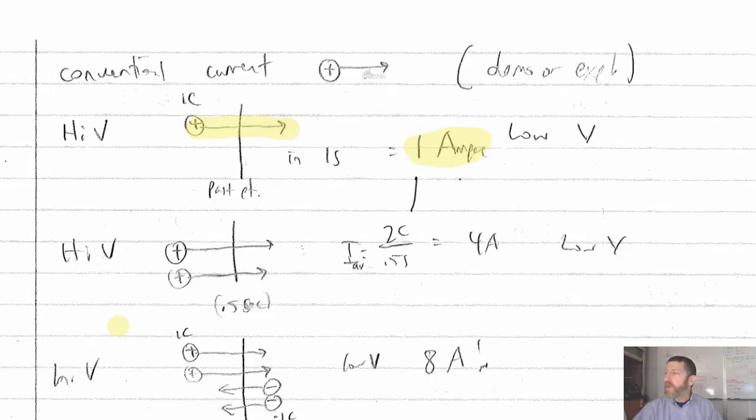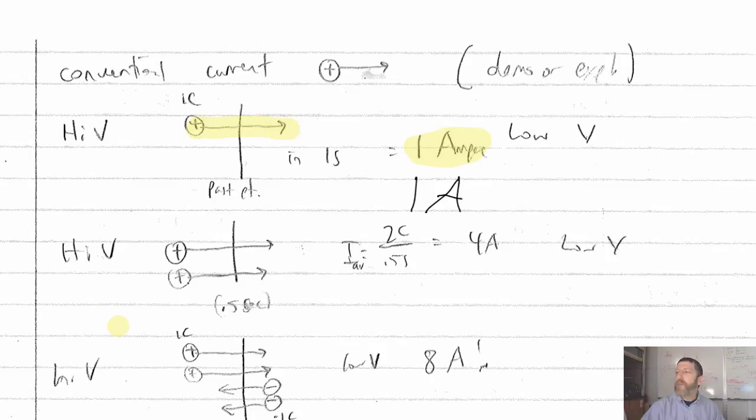1 A is the symbol for ampere. That means 1 coulomb per second past a point. Notice that these positive charges that I'm pretending are moving go from high potential to low potential over here.